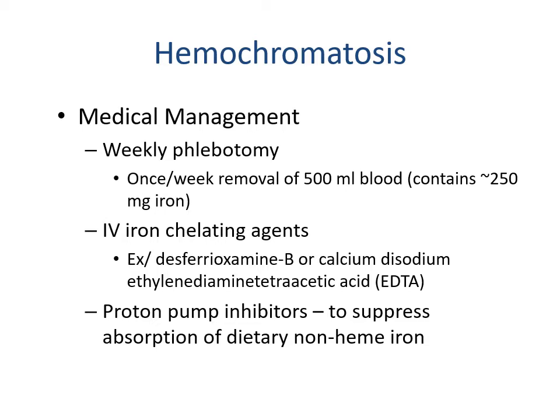Other options include IV iron chelating agents. So we have, for example, desferrioxamine B, or calcium disodium ethylenediaminetetraacetic acid, EDTA. We can also use proton pump inhibitors. So again, this is going to decrease the amount of stomach acid. And again, remember that acid increases iron absorption. So by decreasing the acid in the stomach, we will then decrease the absorption of non-heme iron.